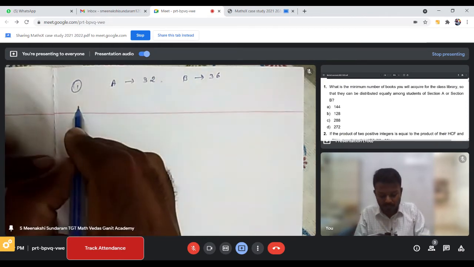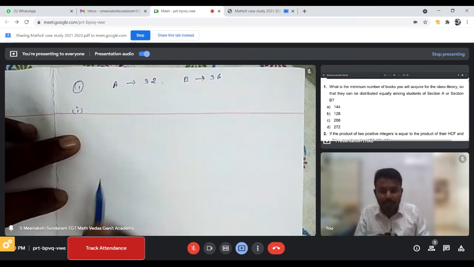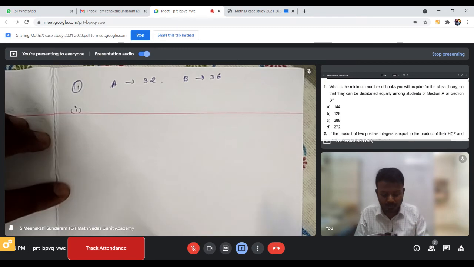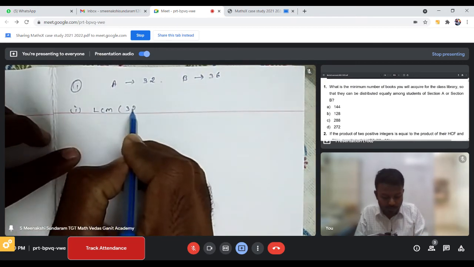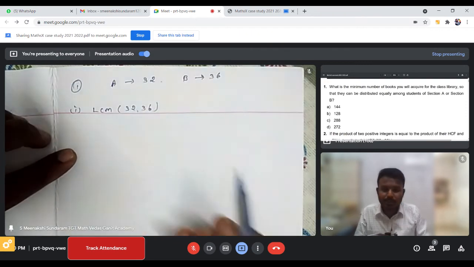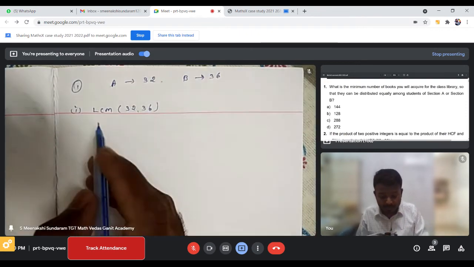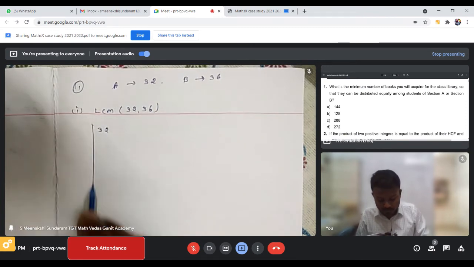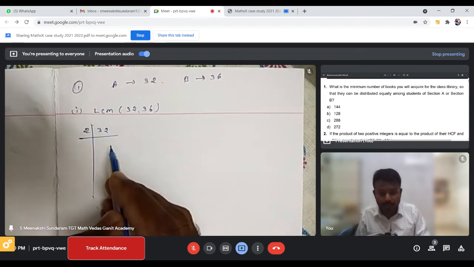Okay. Now the first question, subdivision number 1. So case study 1, subdivision 1. We need to find the HCF of these two numbers. Sorry, the LCM of these two numbers. We all know how to find the LCM of 32 and 36. As usual, you can go with the prime factorization method. So in the prime factorization method, find the prime factors of 32 first.